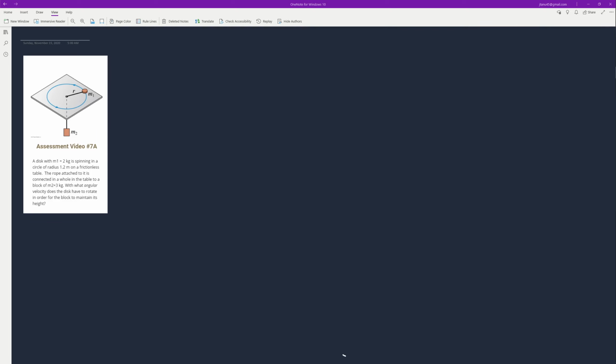Okay, guys, so we're going to be going over assessment question number 7A. The question asks, a disk with mass m1 equal to 2 kilograms is spinning in a circle of radius 1.2 meters on a frictionless table. The top rope attached to it is connected through a hole in the table to a block of mass m2 equal to 3 kilograms. With what angular velocity does the disk have to rotate in order for the block to maintain its height?